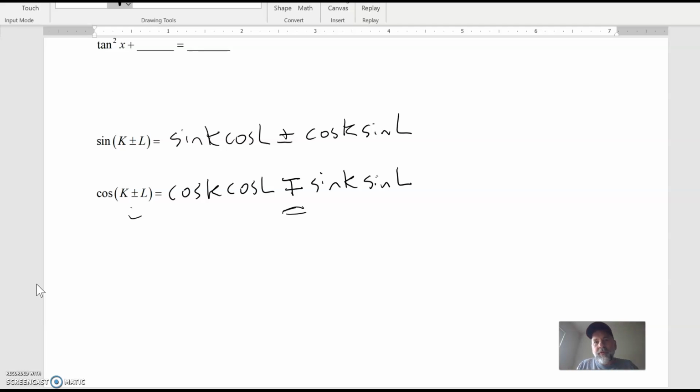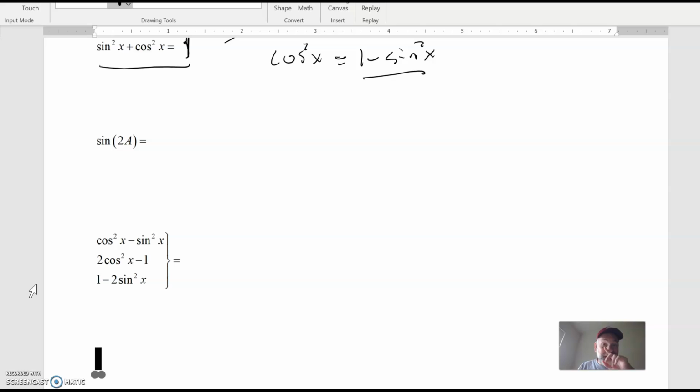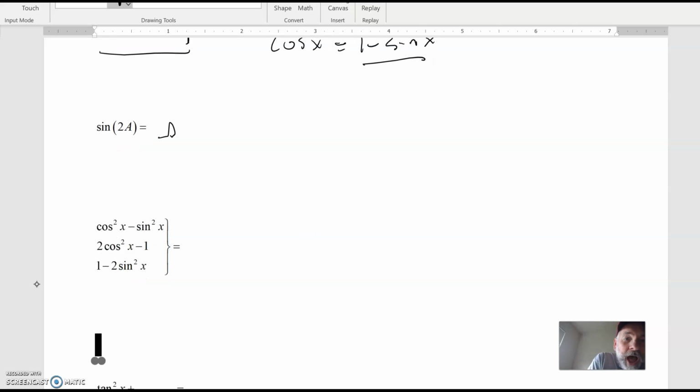Okay? So those ones, now if you plug in and make each one of them an A, then you get the identity for sine of 2A. And so when you do that, you end up getting sine A cosine A plus sine A cosine A, which is 2 sine A cosine A. So that's what you end up getting.